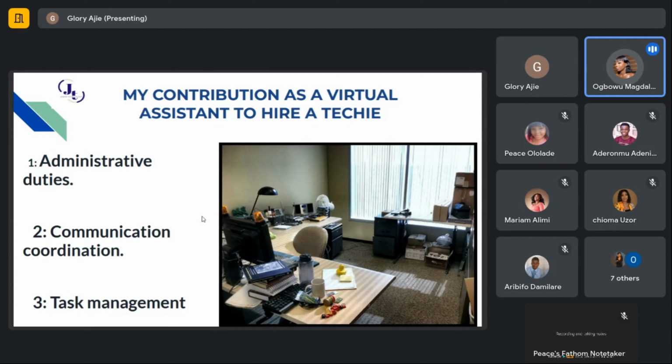Another way I contribute to this project is communication coordination, which is sending reminders, summarizing and submitting meeting updates, and bridging any gap between team members. And then another work I also contributed was task management. The next slide.